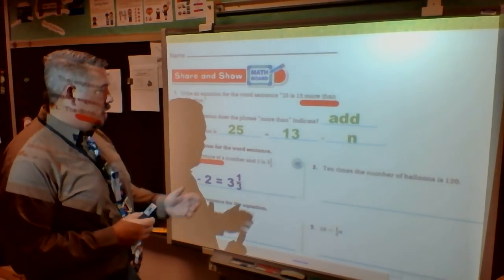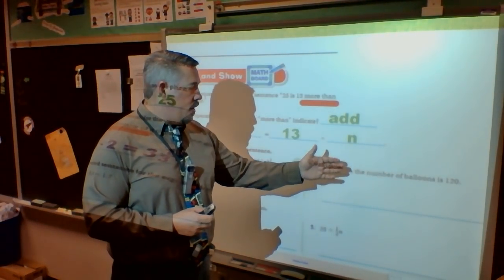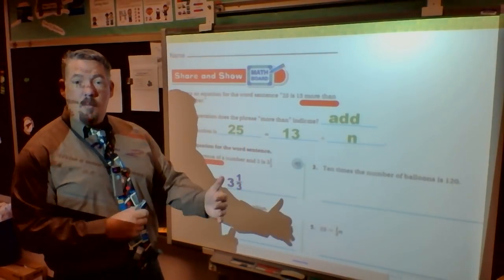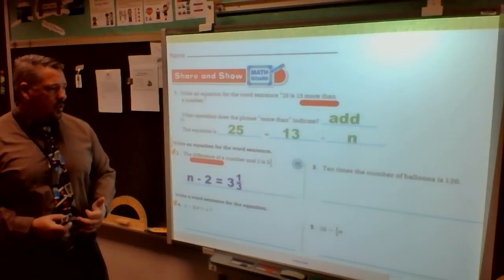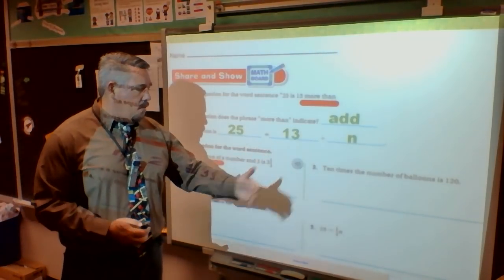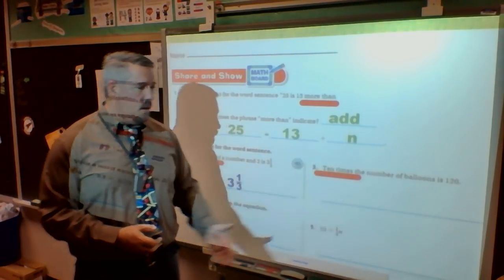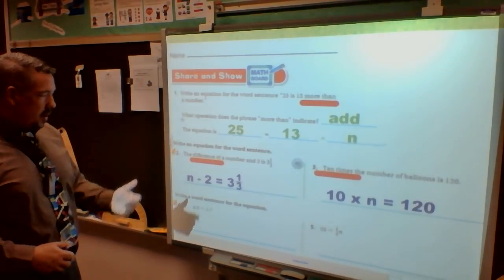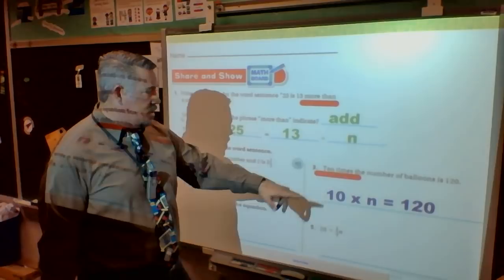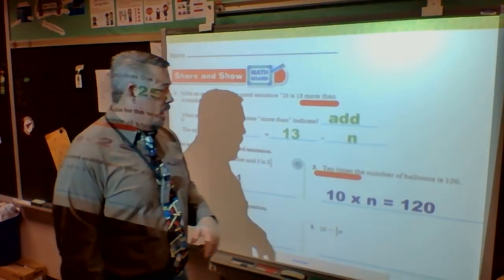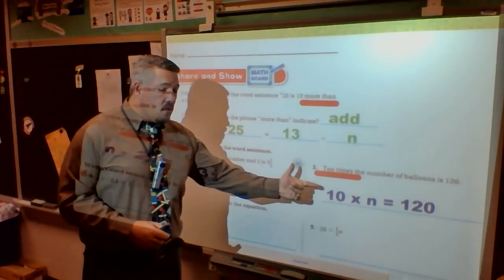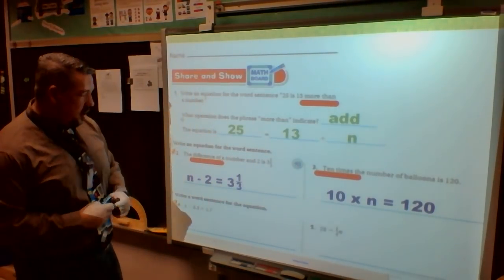Number 3, 10 times the number of balloons is 120. So is my equal sign. I know that is going to go at the end. And I have 10 times, times being the key word there. That means multiplication. So I'm going to take my 10 times my n, because it just tells me to use number. And I know that is equal to 120. That's my algebraic equation, and that is my answer.